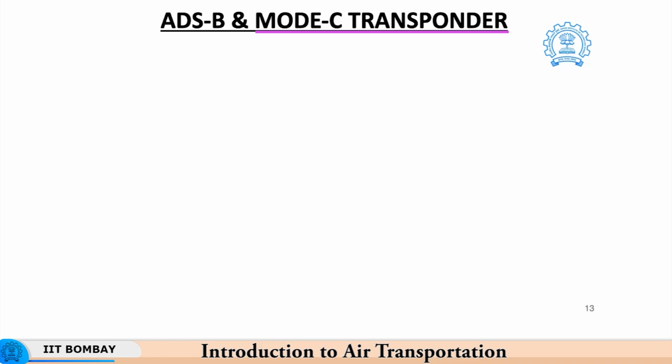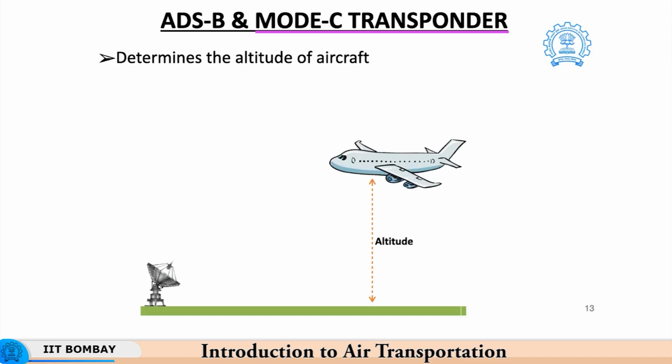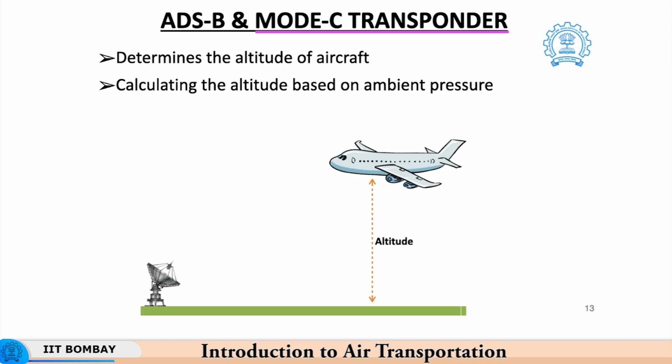So, another part related to dependent surveillance is called the mode C transponder. First, we need to understand what a transponder is. A transponder is basically a transceiver, so it includes a transmitter as well as a receiver in the same system. Whenever an interrogation signal is sent to a transponder, it is bound to send a response signal. This is how a transponder works.